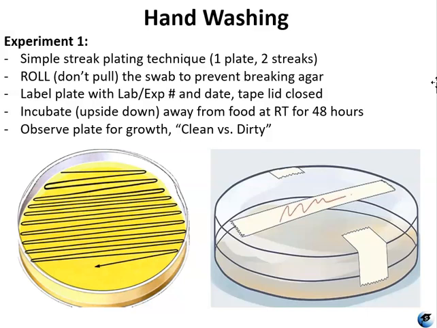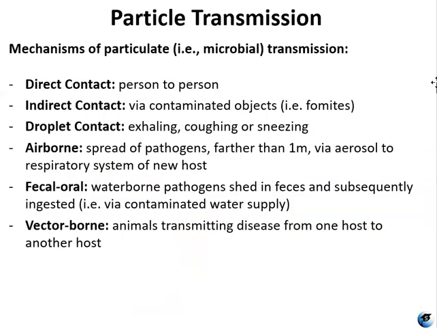But for now, I want to discuss particle transmission, how we will observe it in experiment two. In order for a pathogen to persist, it has to put itself into a position in which it can be transmitted from a host to a new host. Modes of transmission include direct contact, indirect contact, droplet contact, airborne transmission, fecal-oral transmission, and vector-borne transmission.